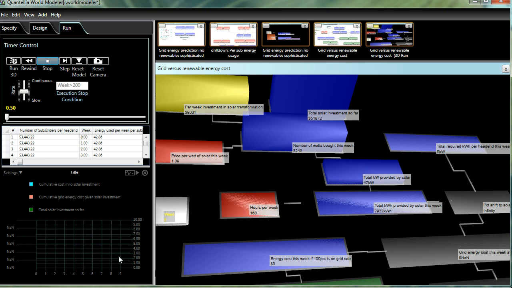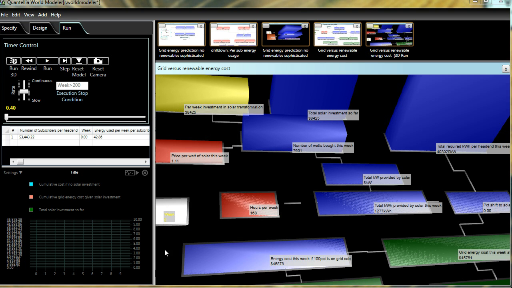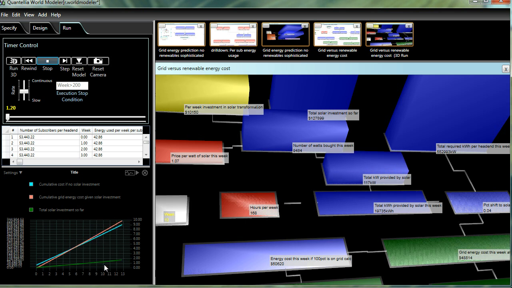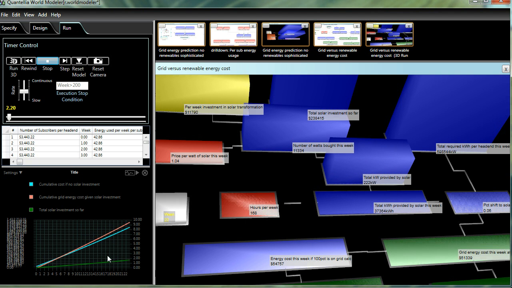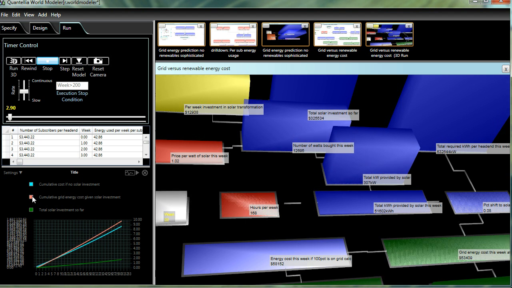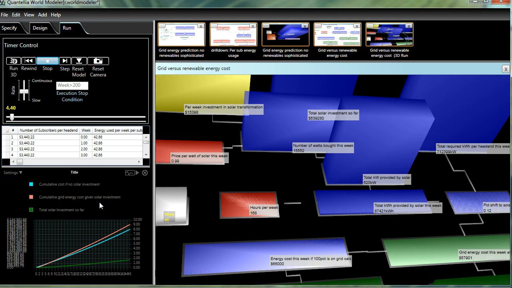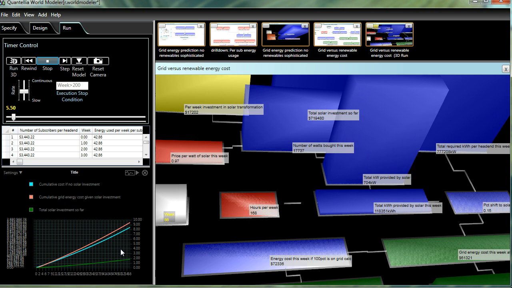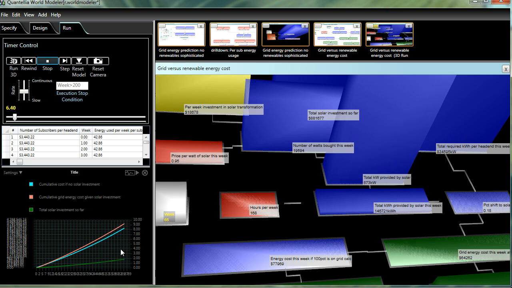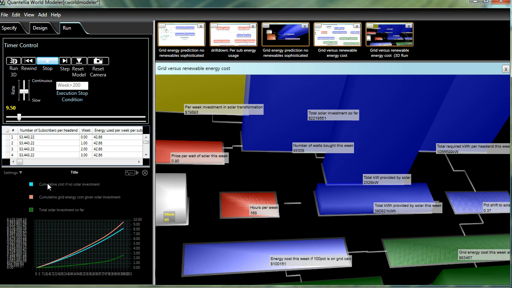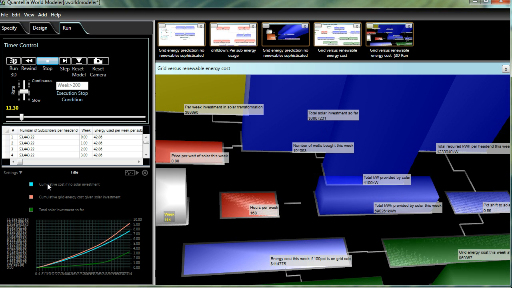What you're going to see here is the cost of the total solar investment so far. So that's the green line. That's how much we've paid. And the red line is the cumulative grid energy cost given that we've made a solar investment. So that's going to actually be the sum of the green line plus the grid energy cost. And then the turquoise line is if we didn't have a renewables program at all.